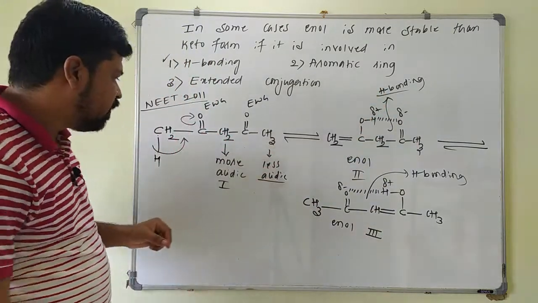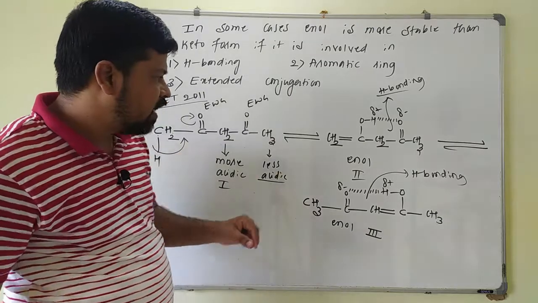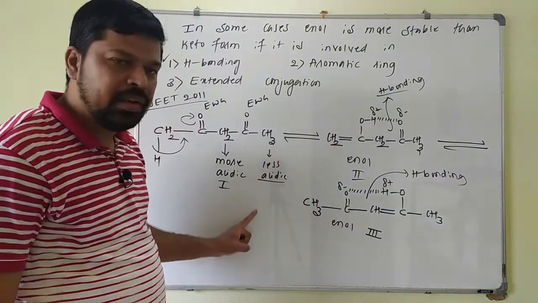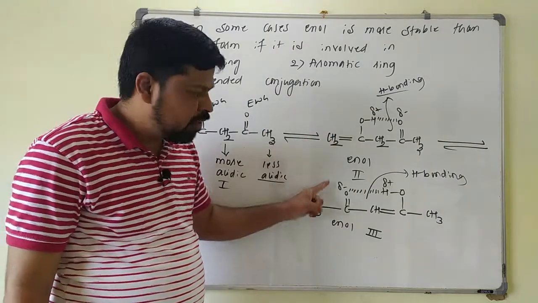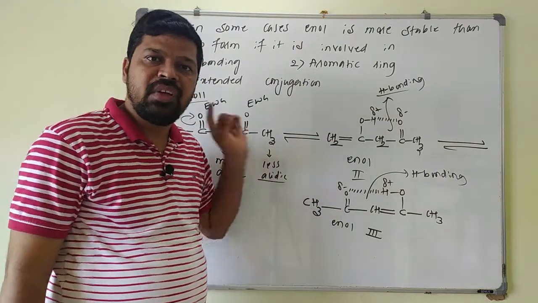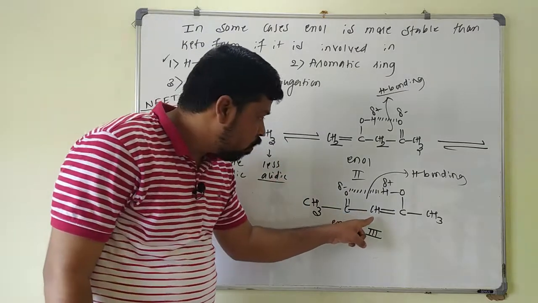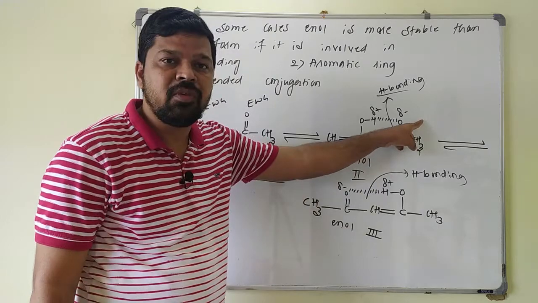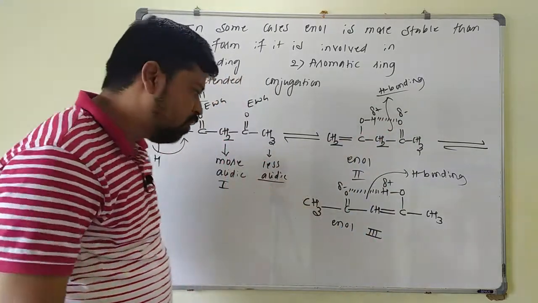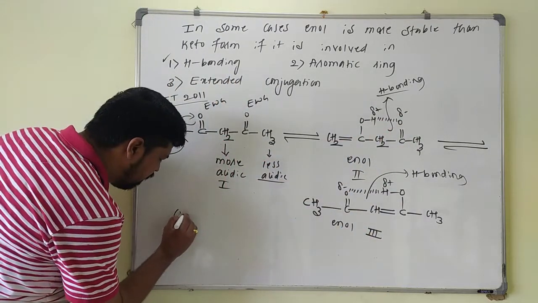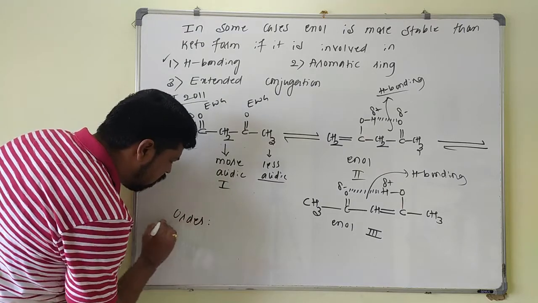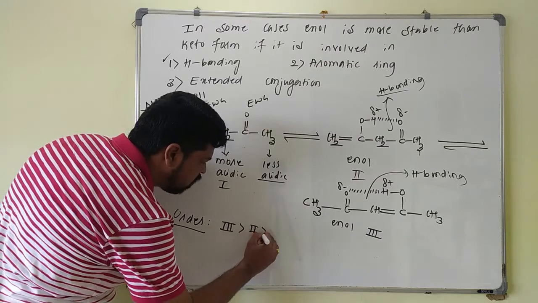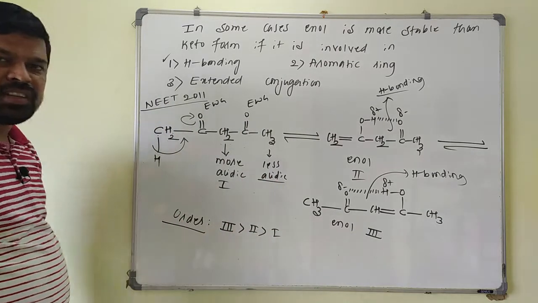That's why the first one is keto, which is always less stable than the enol form. Whenever they are involved in hydrogen bonding, this will be least stable. Again the competition is between these two enols, both are having hydrogen bonding, but here the more acidic hydrogen atom is forming hydrogen bonding, and there the less acidic hydrogen atom is forming hydrogen bonding. Which is more stable? This one is more stable. So the order of stability is structure 3 will be more stable than structure 2, which will be more stable than structure 1.